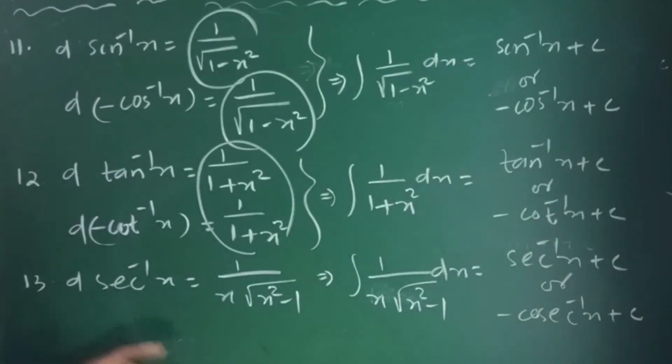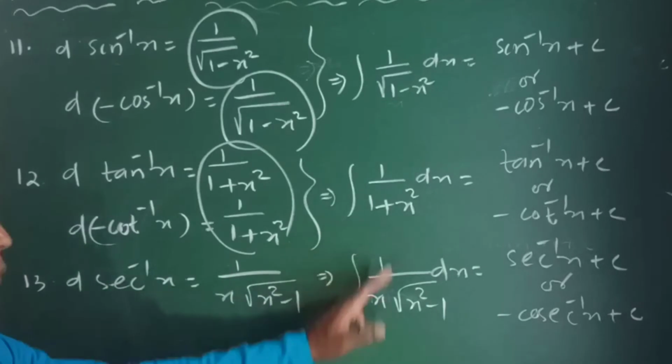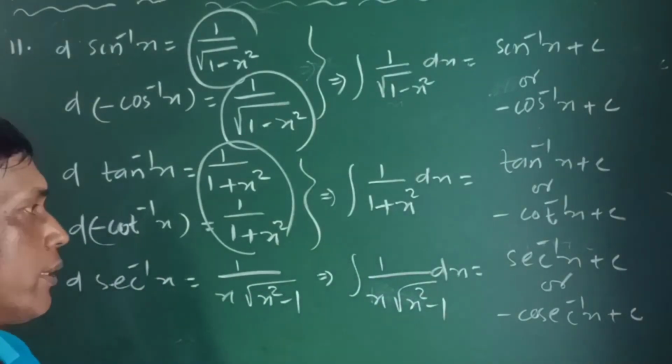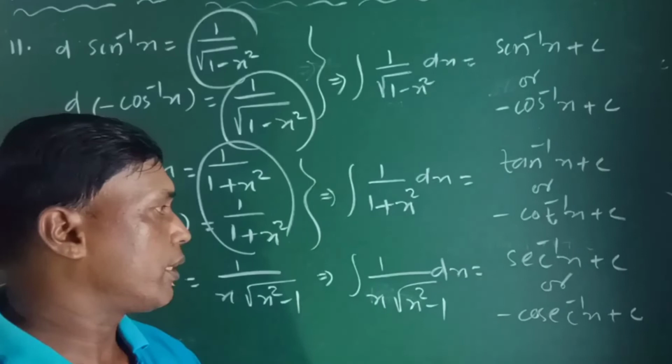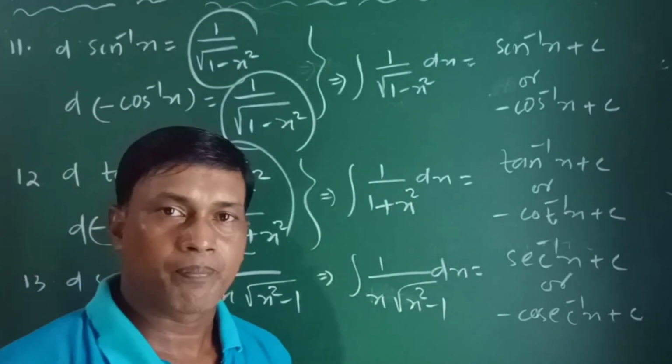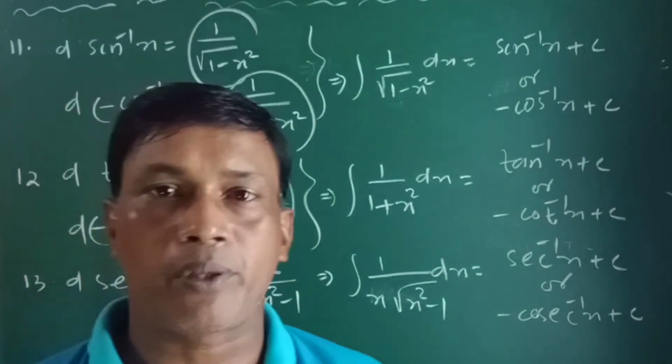Similarly, we know the derivative of sec inverse x is 1 by x into root over x square minus 1, and the derivative of minus cosec inverse x is also this. So the integration of 1 by x into root over x square minus 1 is sec inverse x plus c or minus cosec inverse x plus c. So these are the fundamental formulas for integration.